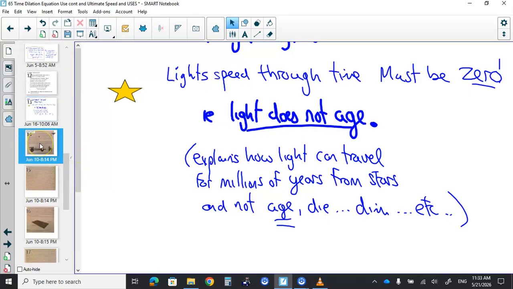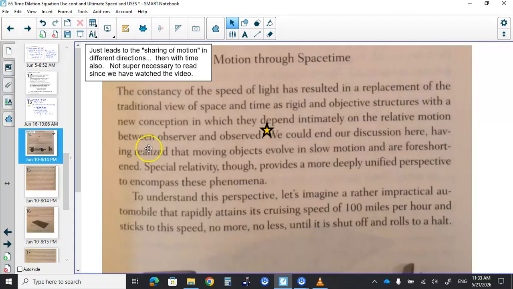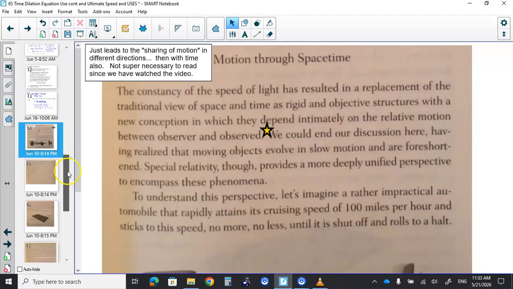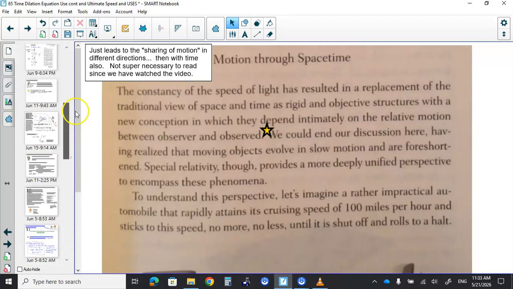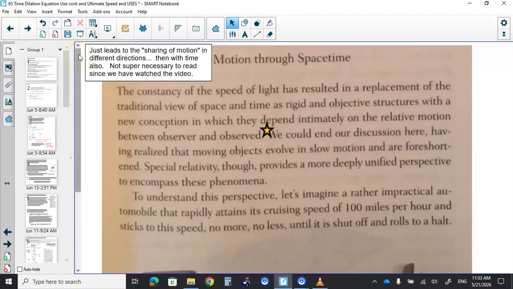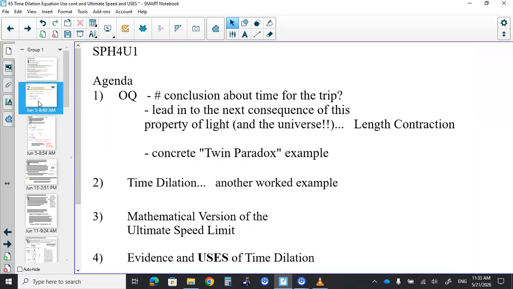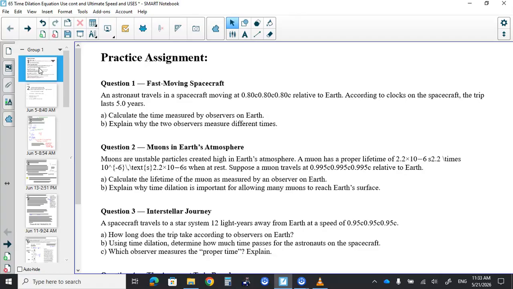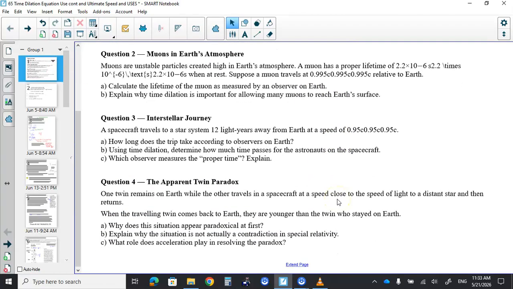The rest of the pages here you can read through if you want, but it's just a text version of what we saw in the video, the idea of the diversion of speed through dimensions and time. All right, so that is the last bit about time dilation. There are some questions there for practice about it.